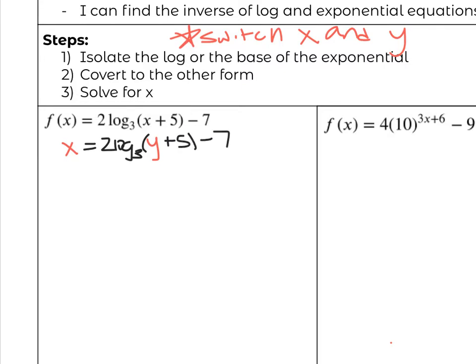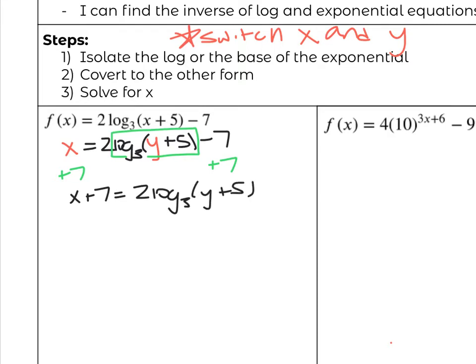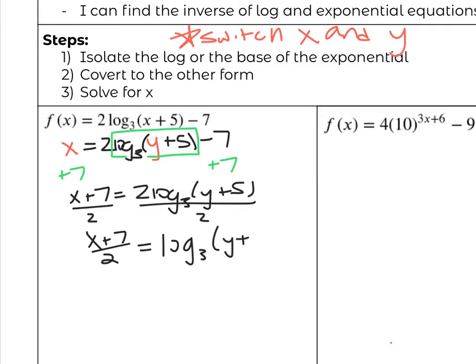So this first step is saying we're going to isolate the log. Basically, blob that up. What are my two steps? I need to add 7, and then I will divide by 2. So x plus 7 over 2 equals log base 3 of y plus 5.